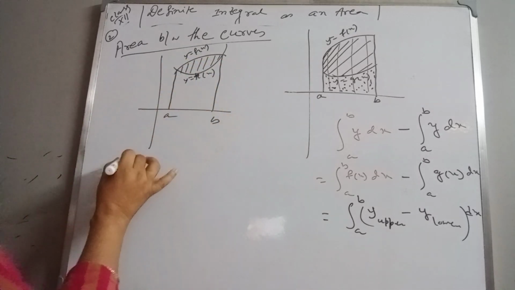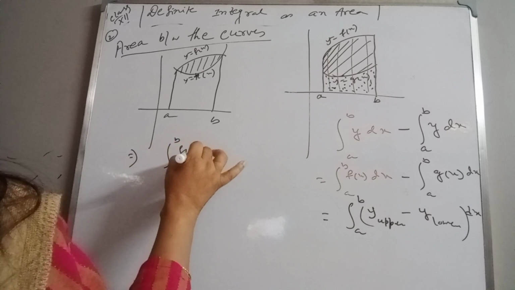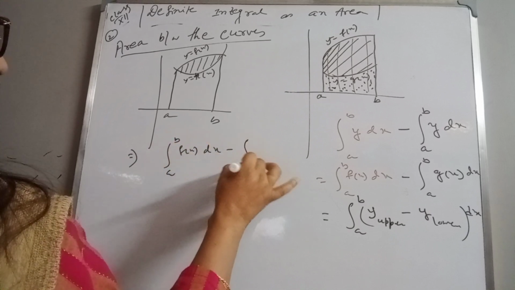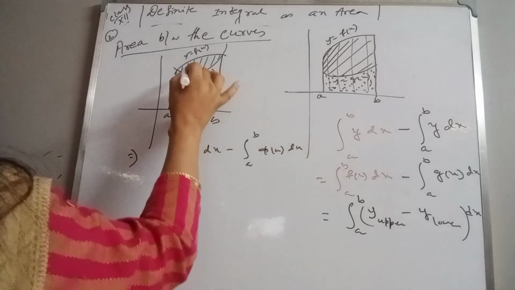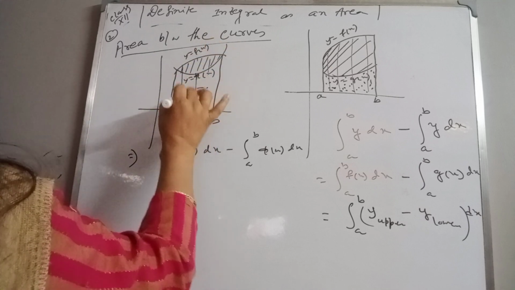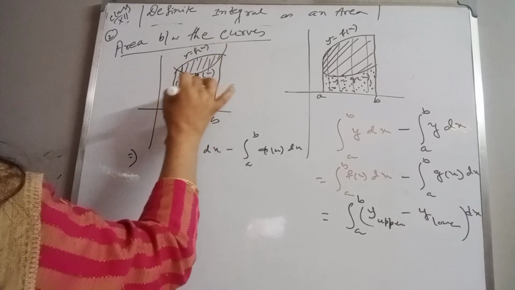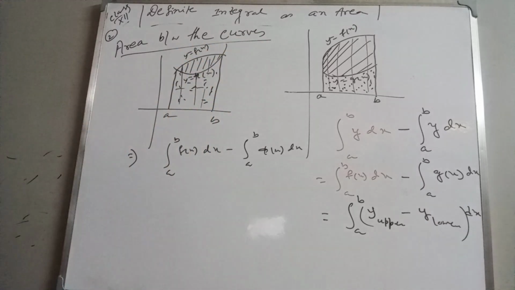So we do the same thing here: integral a to b f(x) dx minus integral a to b phi(x) dx. That means at first we find the whole region, minus this dotted region for y equals phi(x). Subtract these two, and we will get our required area. Okay, this is the required area. And now I think this part is completed.